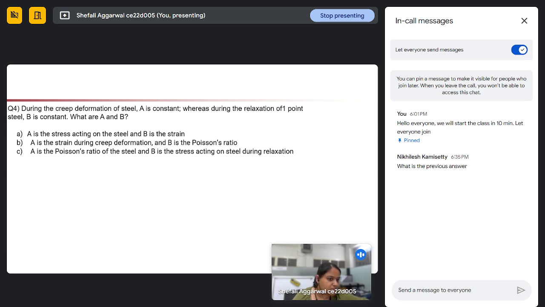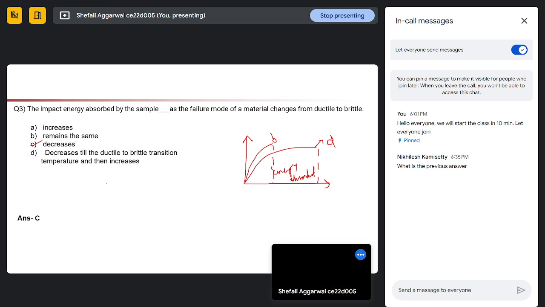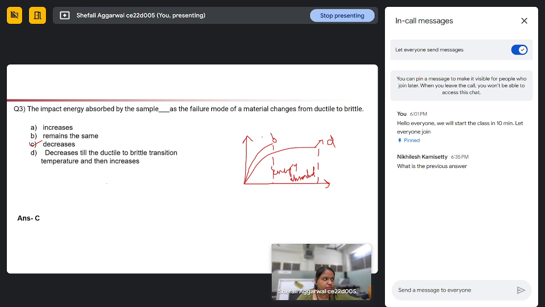What is the previous answer? Okay, this one, question number 3 you are asking. Yes, ma'am, it is decreasing. If you can see from this graph, from ductile to brittle, the area under the curve decreases. So the energy absorbed is decreasing. Okay.